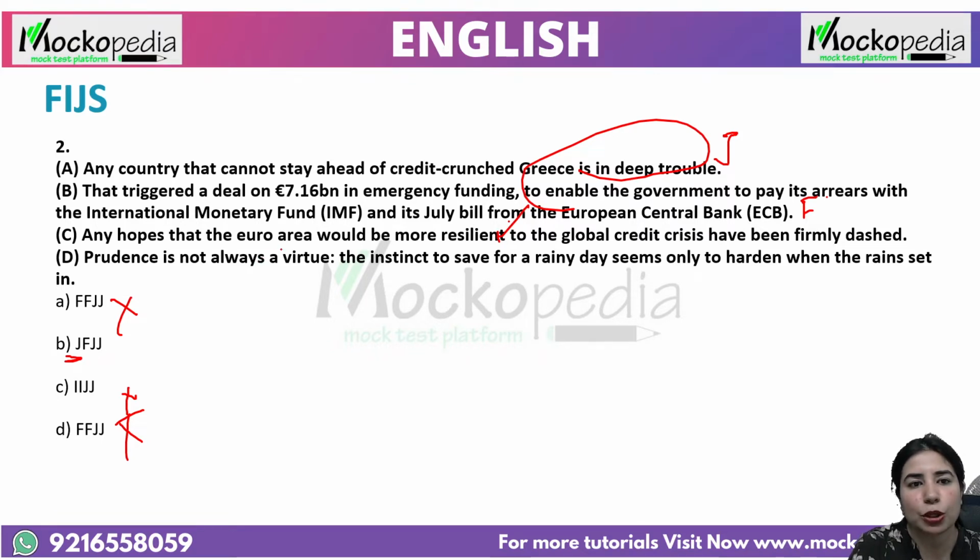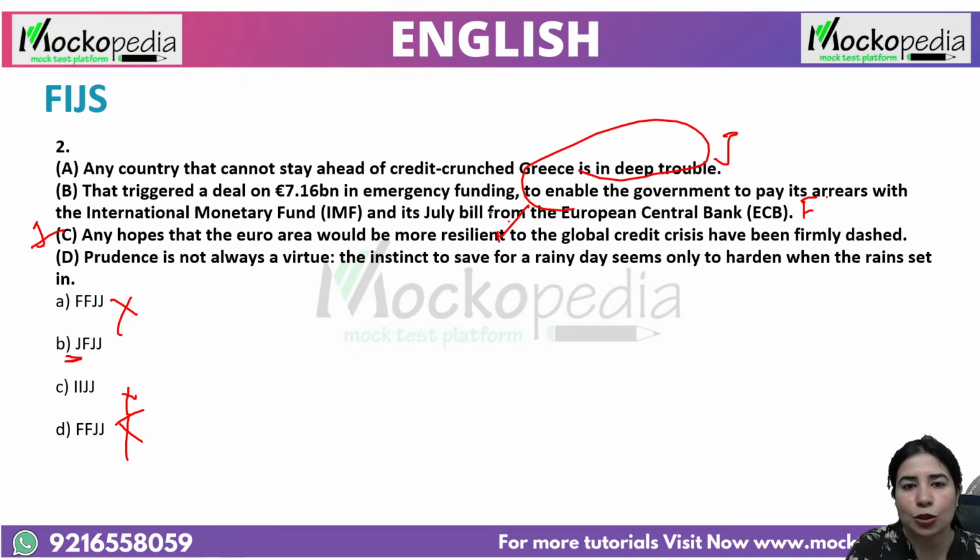तो आप साथ साथ ये भी अंडरस्टैंडिंग बिल्ड करते रहे होगे. Any hopes that the euro area would be more resilient to the global credit crisis have been firmly dashed. Again, sort of an opinion, right? So it is good to trace and identify the statement as a judgment. Prudence is not always a virtue. अब ये देखो, ये भी एक ओपिनियन ही है ना. मुझे लग सकता है it's always a virtue, आपको लग सकता है sometimes it's not a virtue. कोई कह सकता है it's not at all a virtue. ऐसा किसी को लगेगा नहीं कि not at all a virtue.